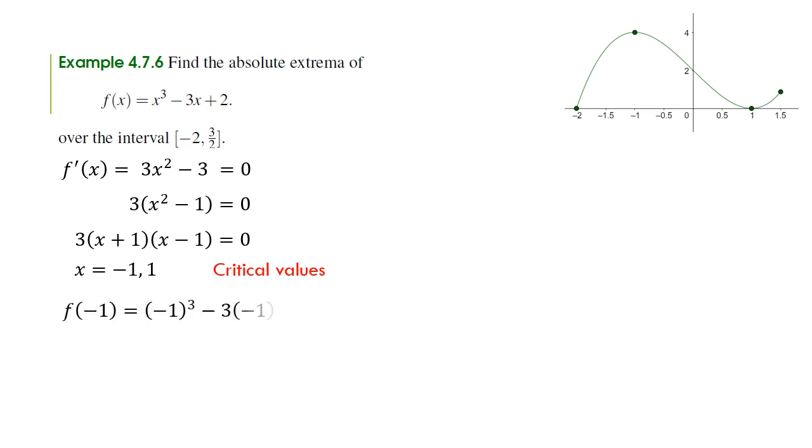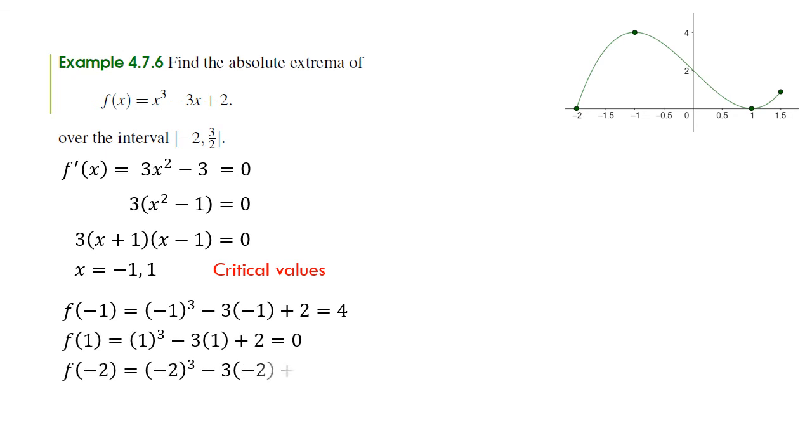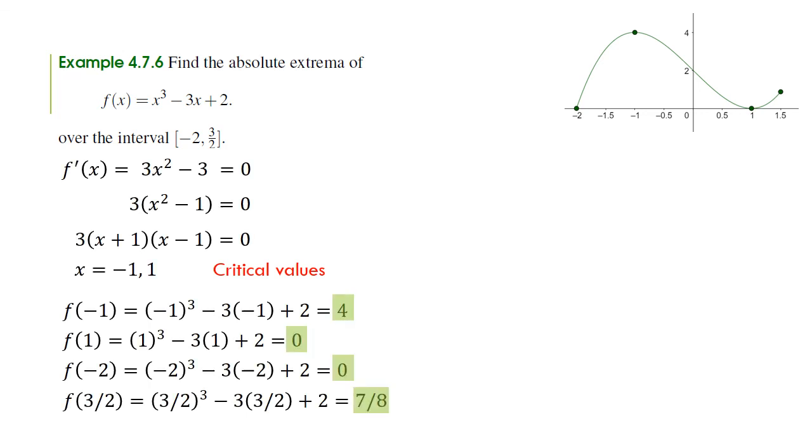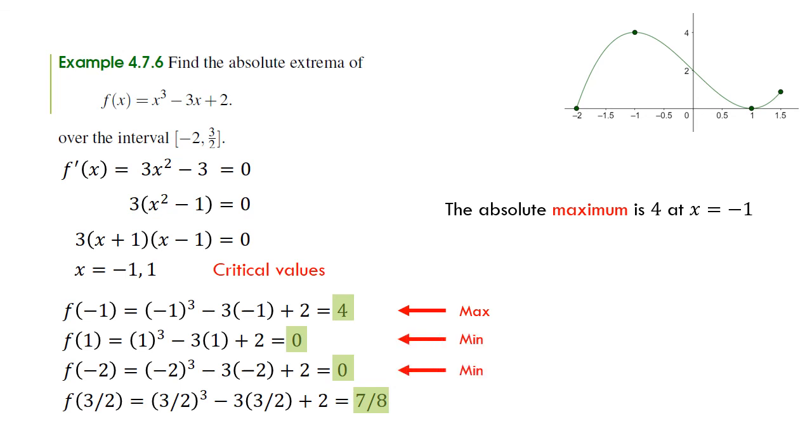f of -1 equals 4. f of 1 equals 0. f of -2 equals 0. And f of 3/2 equals 7/8. Compare the values 4, 0, and 7/8. We see that 4 is the maximum value, so 4 is the absolute maximum at x equals -1. And 0 is the minimum value, so 0 is the absolute minimum at x equals 1 and -2.